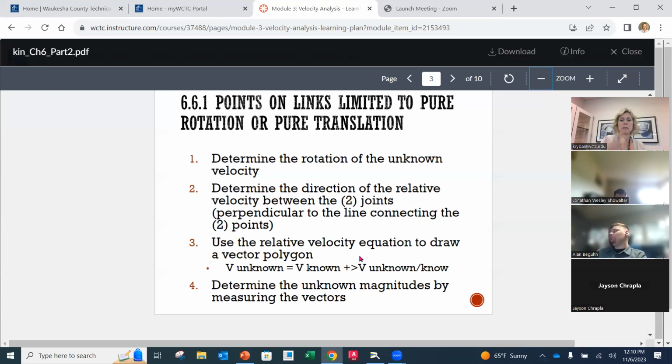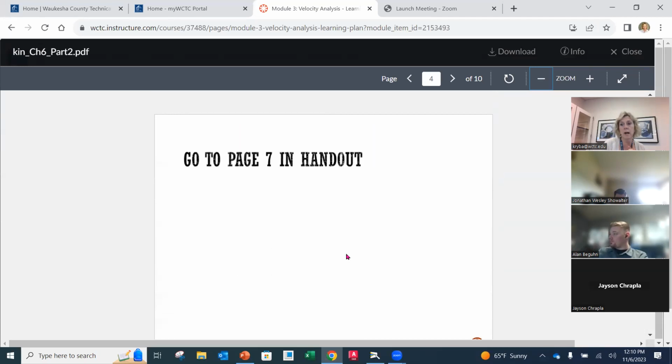And then ultimately sometimes we may need to then say, how fast is that rotating that link, and then we'll use that velocity as well. So we'll kind of see if that's going to be applicable. So what we're going to do is we're now going to open up and go to page 7 in our handout to kind of guide us through some examples that will help us with this.